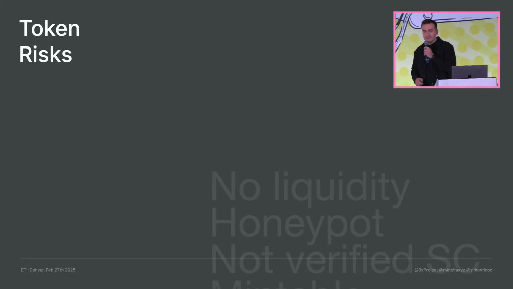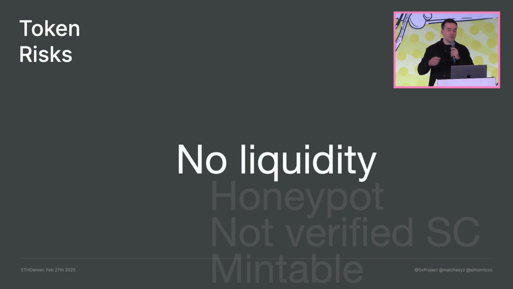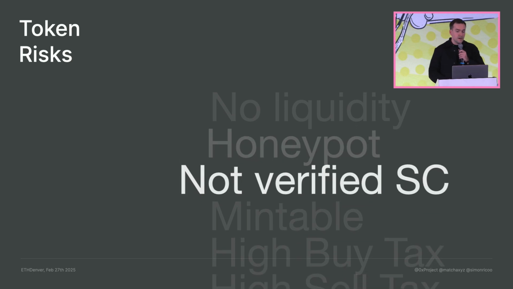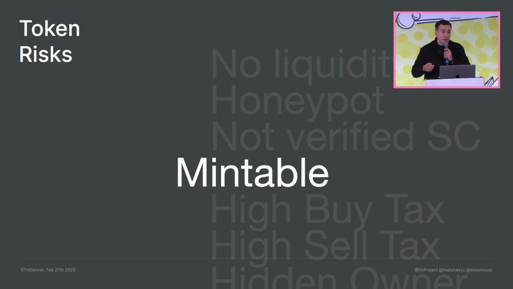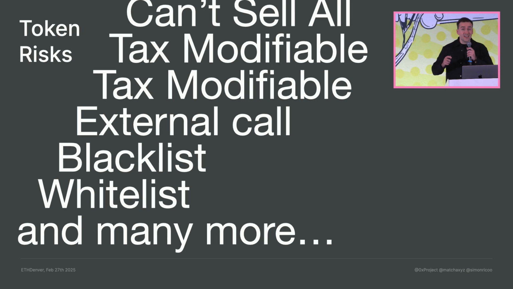So there are many token risks out there. For example, there is no liquidity, meaning you cannot buy or sell the token. The token might be a honeypot: you can buy it, but you can never sell it. The source code is not verified, so there might be some malicious code hidden in the source code. There might be an unlimited amount of tokens being minted. And there are many others that we know now, and there will be many others that we don't know.